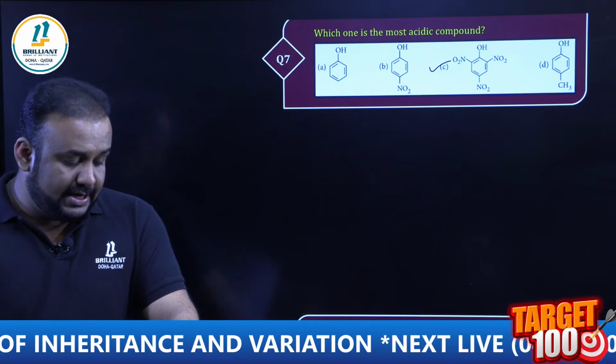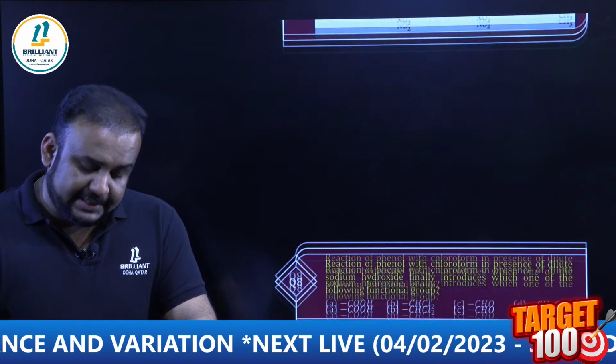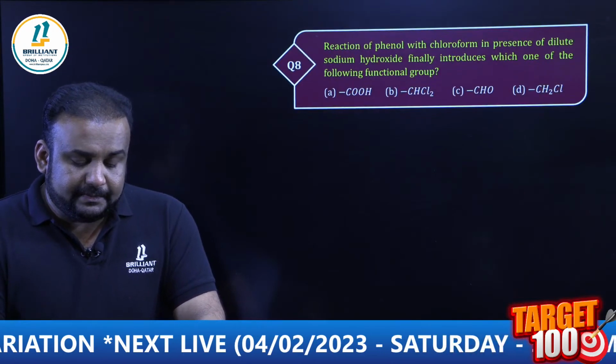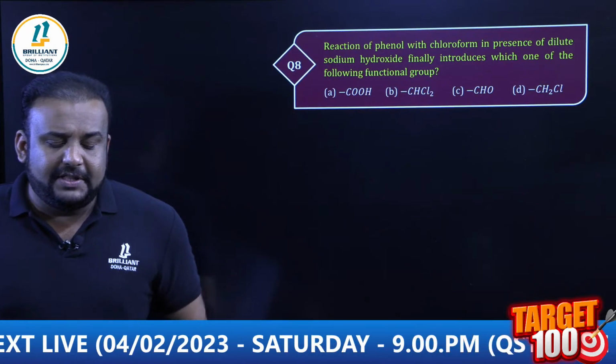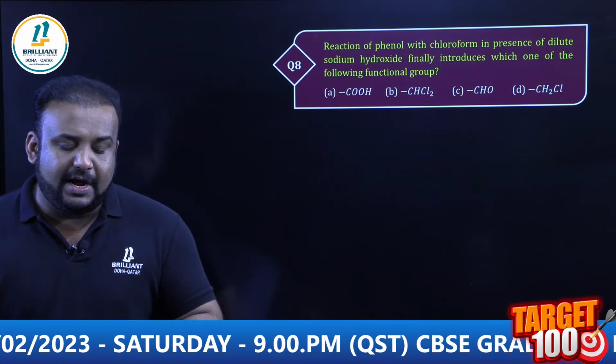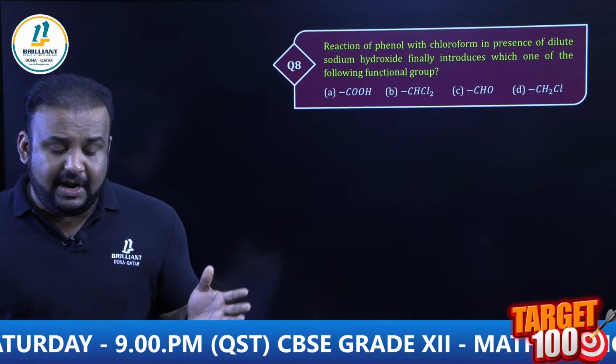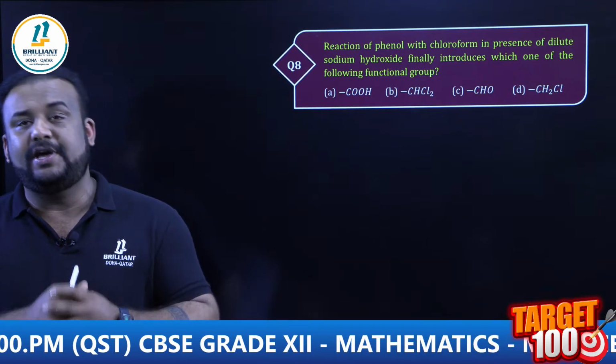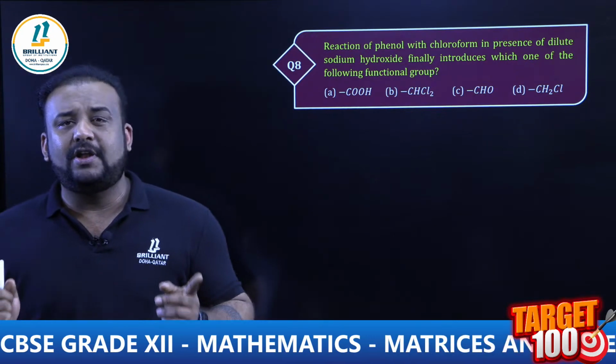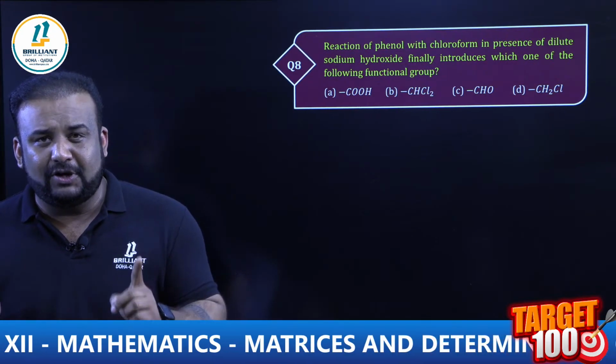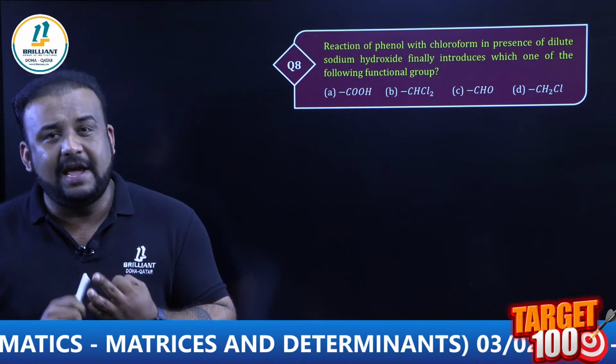Okay, excellent, excellent. All of you have given the right answer. Next. Reaction of phenol with chloroform in presence of dilute sodium hydroxide finally introduces which one of the following functional group? Very important question. You know that in alcohols, phenols and ethers, there are mainly three name reactions.